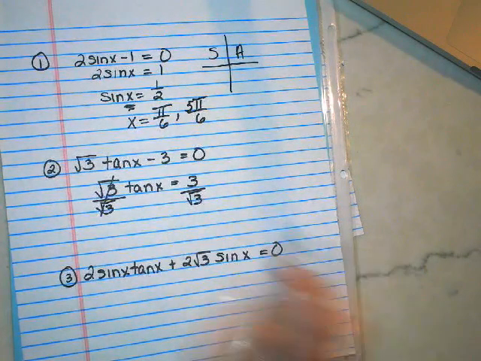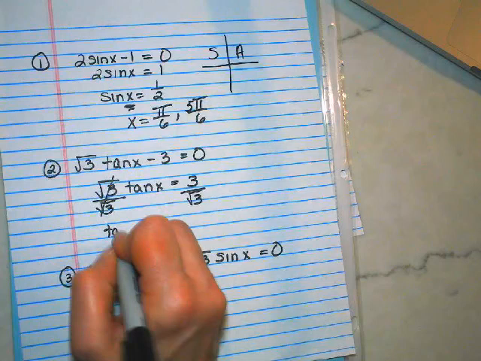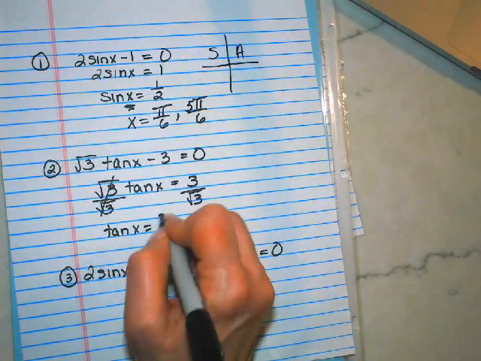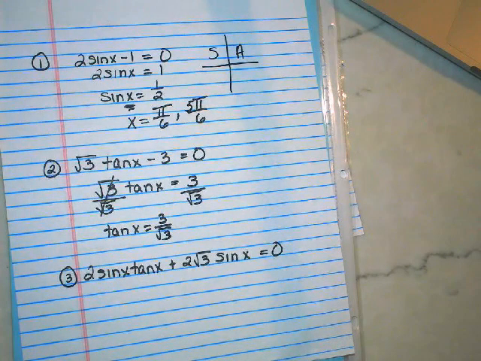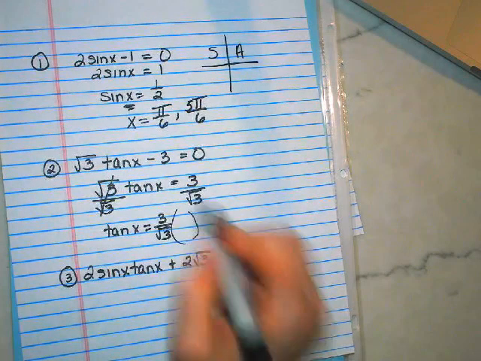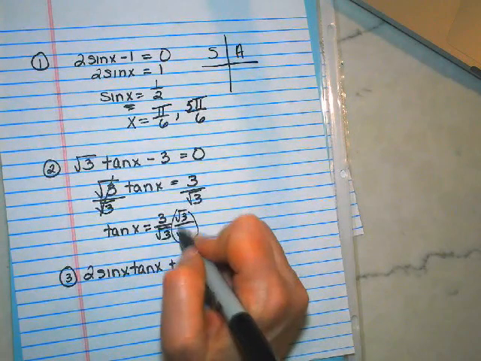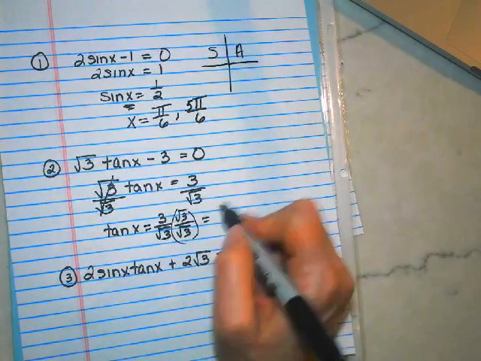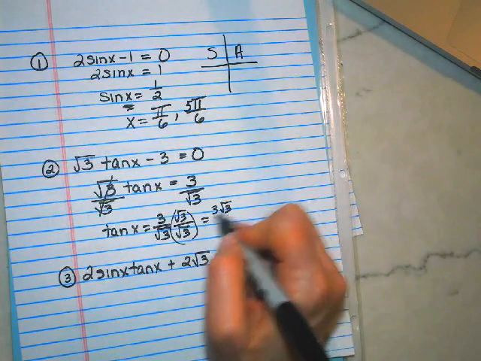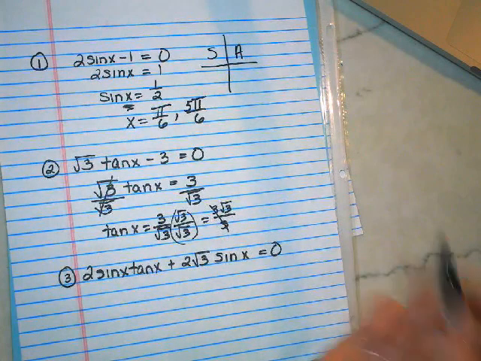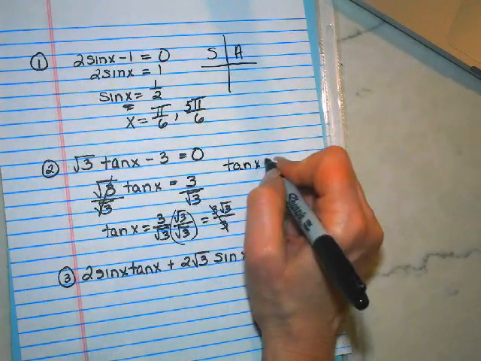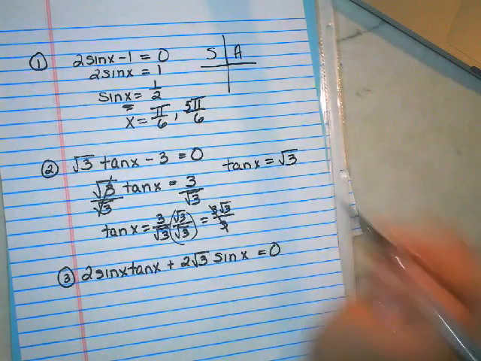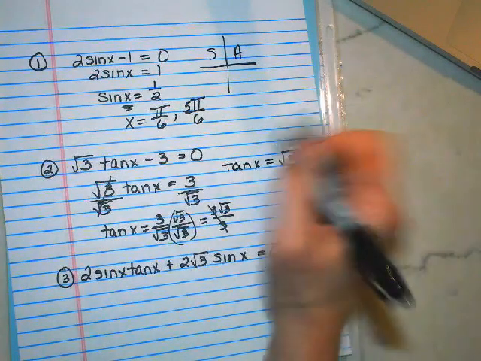Radical 3, divide by radical 3. I'm left with the tangent of x is equal to 3 over radical 3. What are we, savages? We don't leave radicals in the denominator. We'll multiply the numerator and the denominator by radical 3 and get 3 radical 3 over 3. The 3's cancel out, so I'm left with the tangent of x is equal to radical 3.